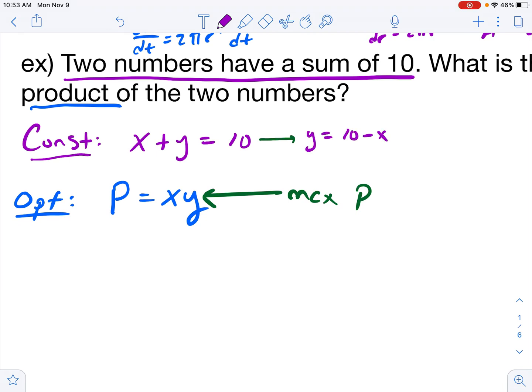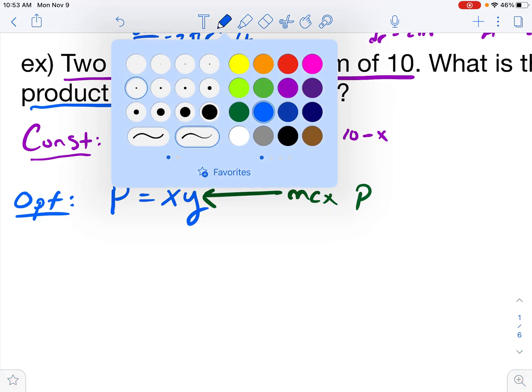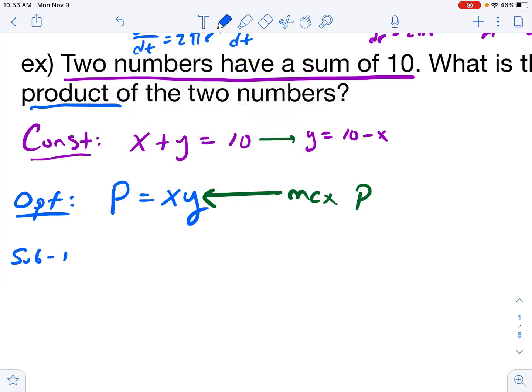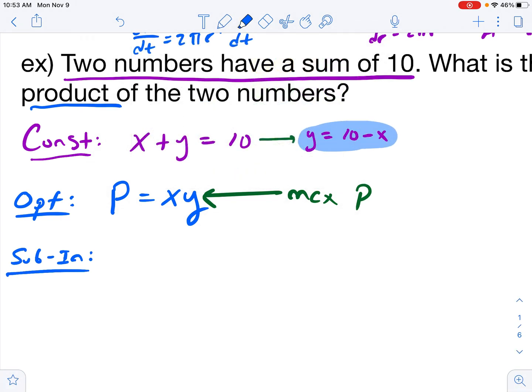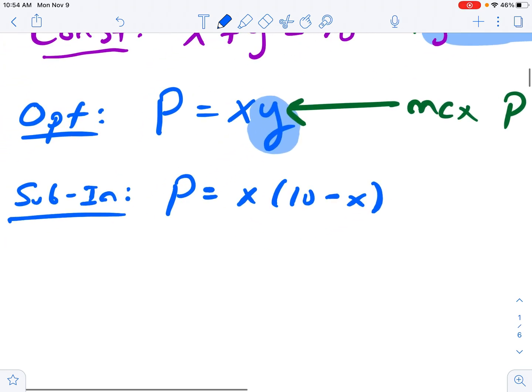So get the constraint equation solved for a single variable. Then we end up subbing that into the optimization equation. So where, notice, y is equal to 10 minus x, I'm going to replace that letter y with 10 minus x here. And now we've got our optimization equation, product, in terms of a single variable x. That's what we want. Once you've done this, you can now actually take the derivative if you want.